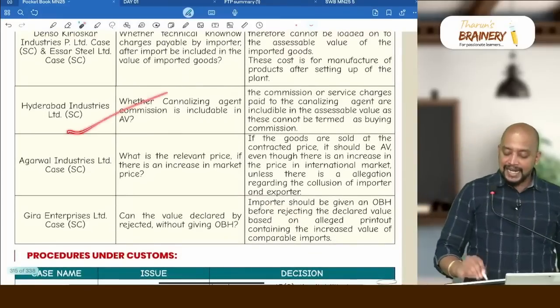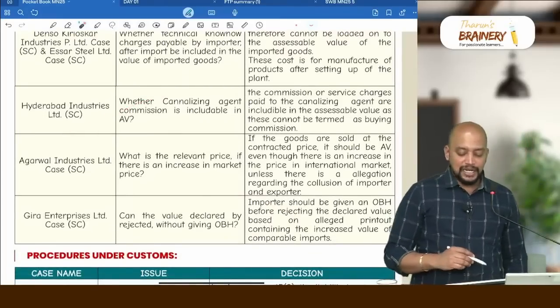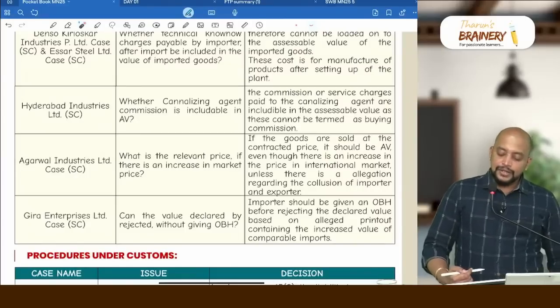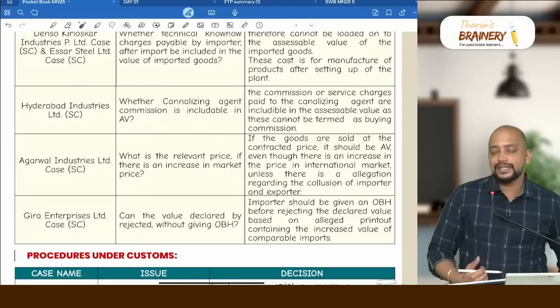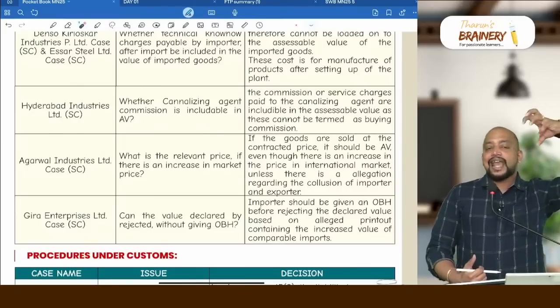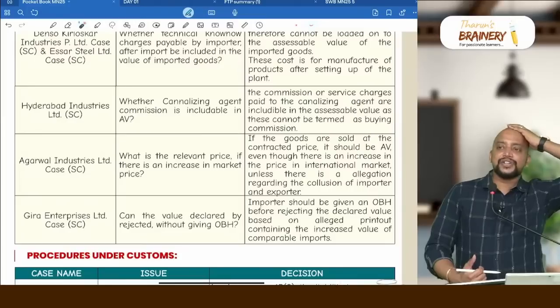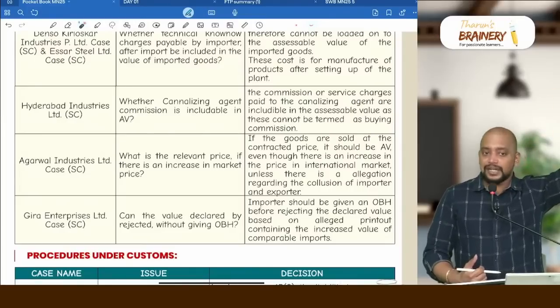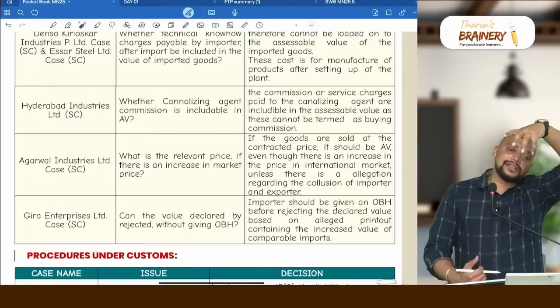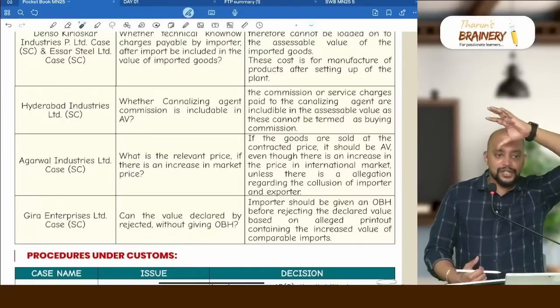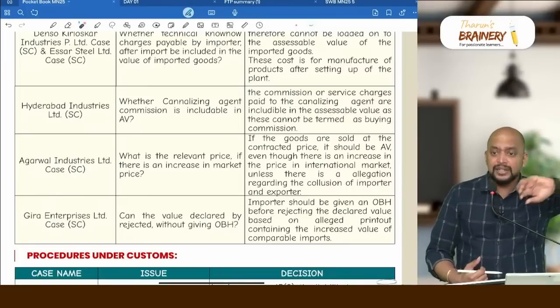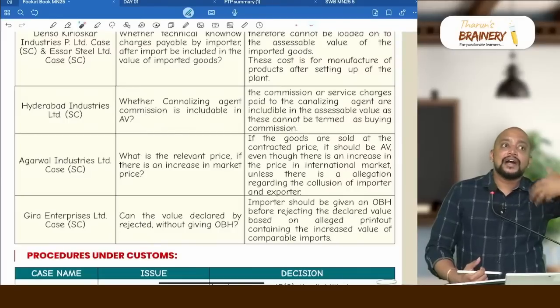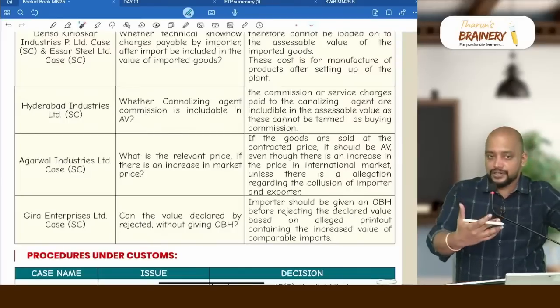Then, whether canalizing agent commission is includable in assessable value. So these are not like buying commission. I'll tell you what happens: first of all, there is a canalizing agent. These canalizing agents will place the order with the foreign seller and will bring the goods, and when the goods are in transit they will just transfer the documents of title to us, and they will charge some commission for doing this. So this cannot be called a commission paid to our buying agent.